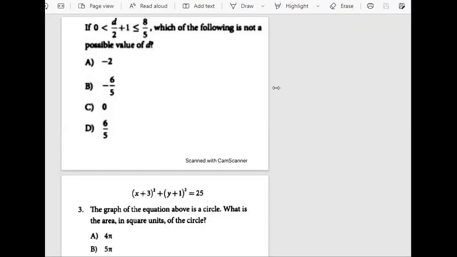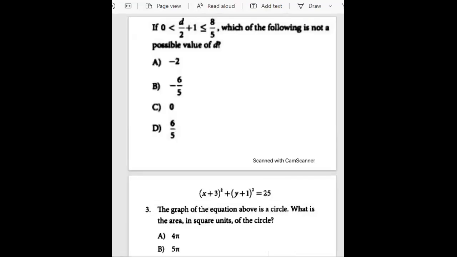Okay, so are you able to see the questions? No, yeah, I can see. Okay, all right. So let's get started. So, okay, this is the first question.